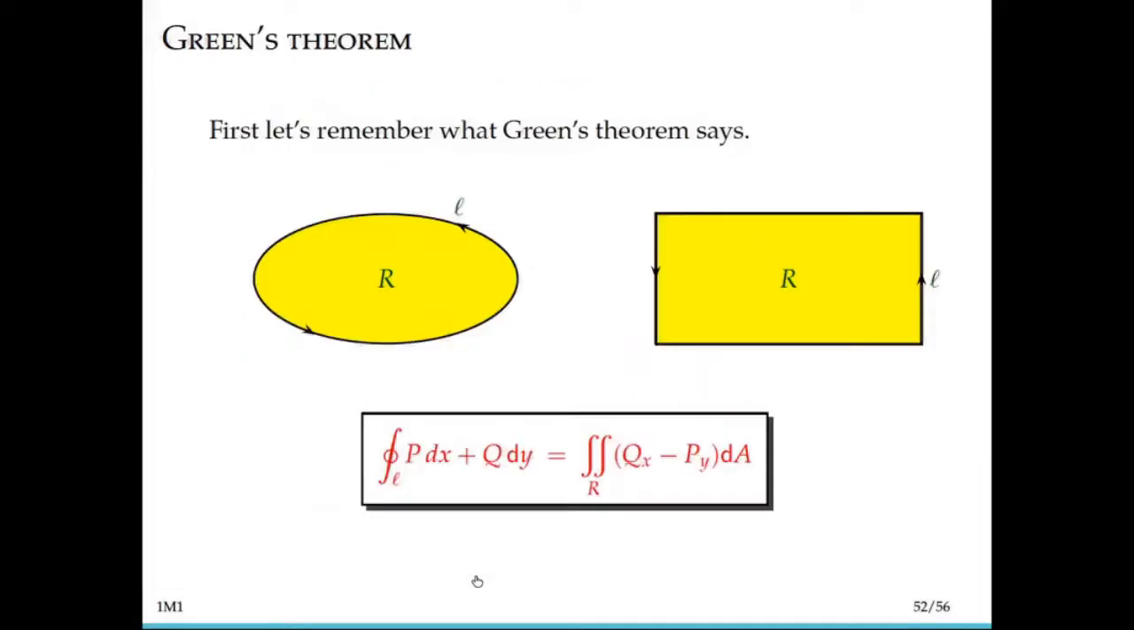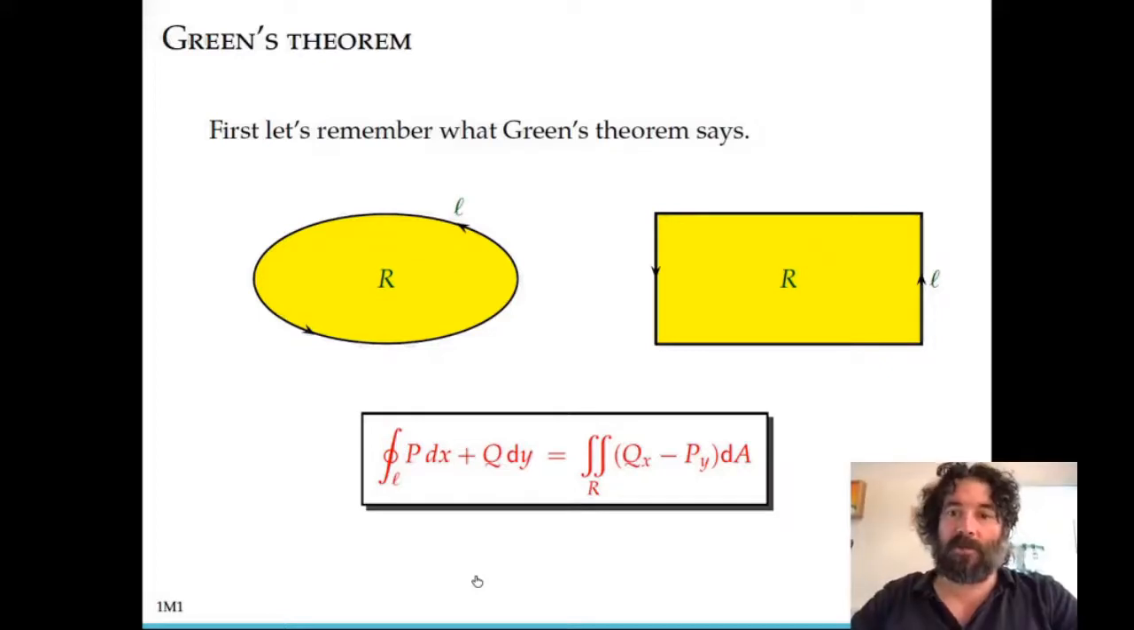So first, before I get started, let me remind you what Green's theorem says. In the last video, I introduced Green's theorem, and it provides this relationship, which is shown on the slide, between line integrals around the boundary of a region R and double integral over the region R. We have two possible examples of regions shown at the top of the slide, the yellow regions, and in each case, the boundary of the region is traversed anti-clockwise, and that curve going around the boundary in the anti-clockwise direction is called L.